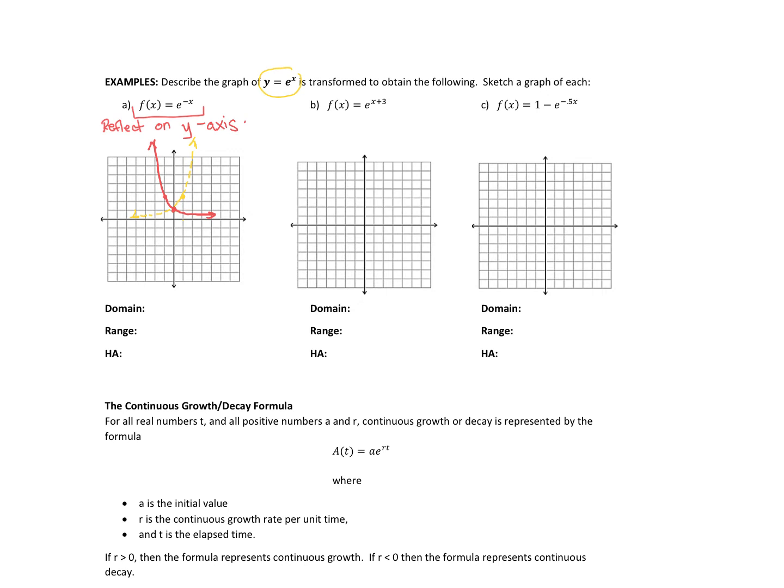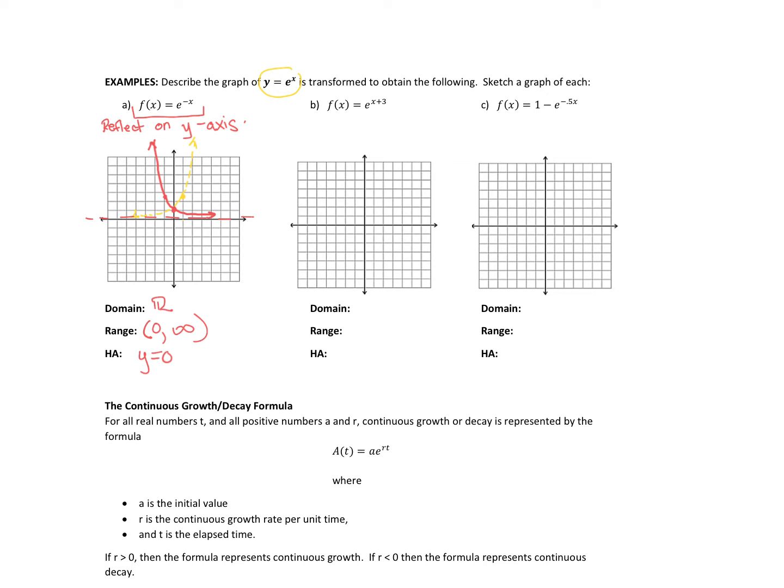So for this graph, the domain is all real numbers. The range is 0 to infinity. Oops, this here should not be a bracket. It should be a parenthesis because we're never going to be 0. It's an asymptote. And our horizontal asymptote is the x-axis, which is y equals 0.